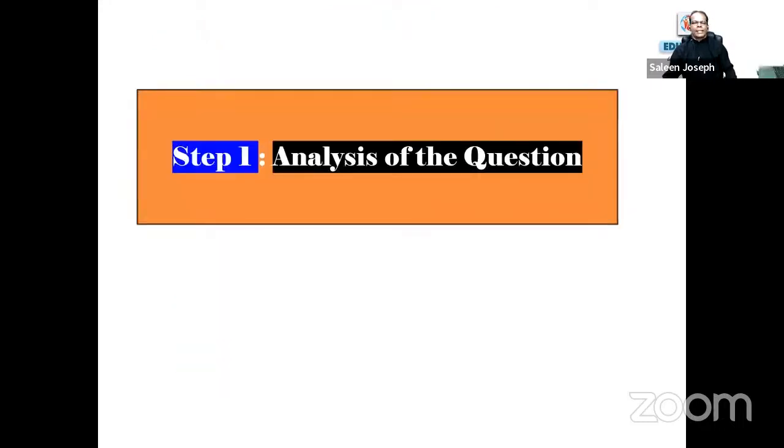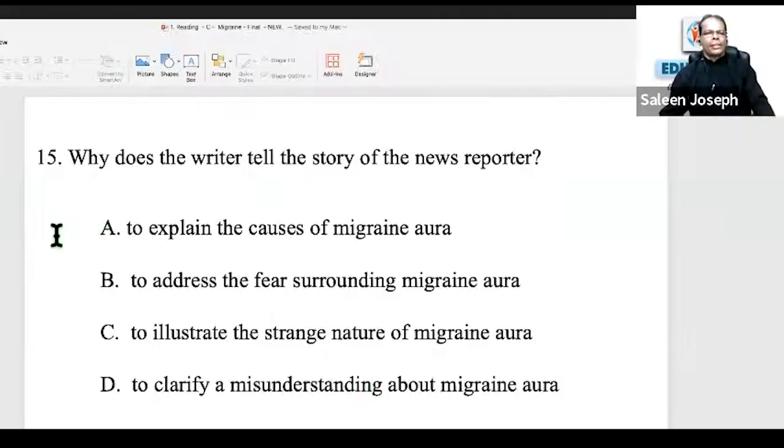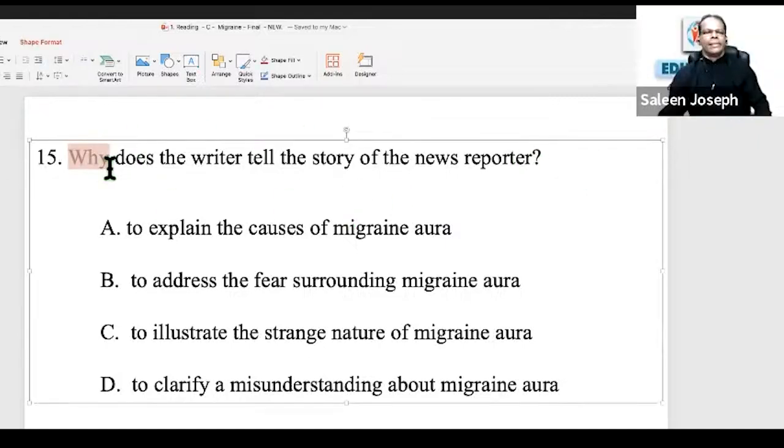So coming to the first step, step 1: why does the writer tell the story of the news reporter? Those on Zoom can tell me what the hedging words are, and others can type in the chat box. This is known as the question stem, the first line of the question. The main word is why. They're asking for a reason. Why does the writer tell the story of the news reporter? Ultimately, the main thing is why, the reason.